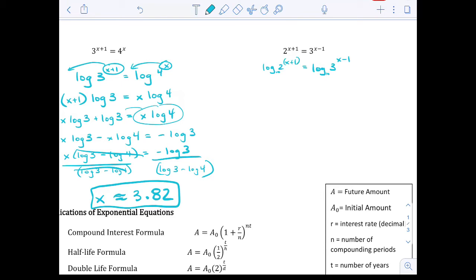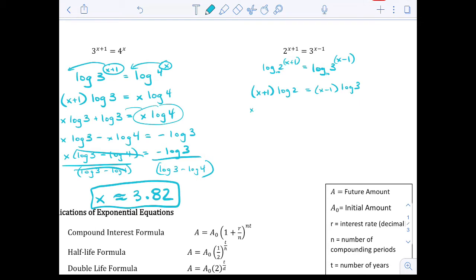So that being said, this exponent on both is going to come out front. That's that power rule. So I'm going to have (x plus 1) log 2 is equal to (x minus 1) log 3. So I'm going to have to distribute in both brackets, and then I'm going to have to bring all the x's to one side and the non-x's to the other side.